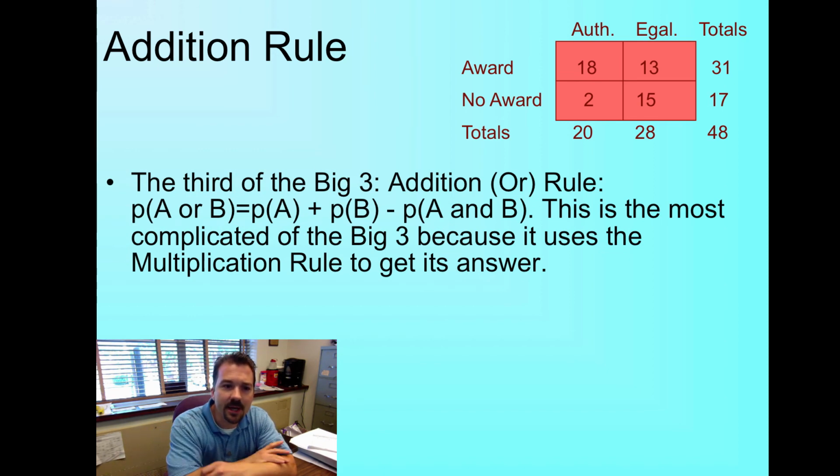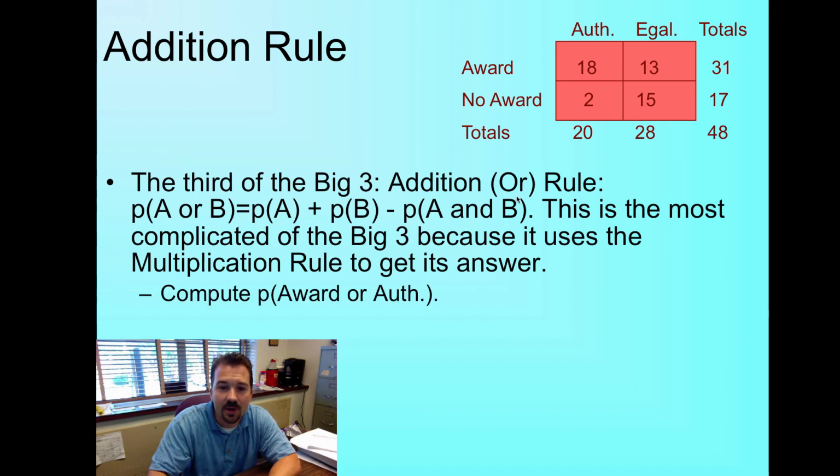All right, this is, again, the probability of A or B equals probability of A plus probability of B minus probability of A and B. So, as I said before, this is the most complex of the three because it uses the multiplication rule to get its answer. Multiplication rule is right here. First, compute the probability of award or authoritarian.